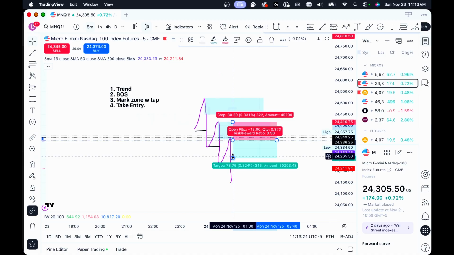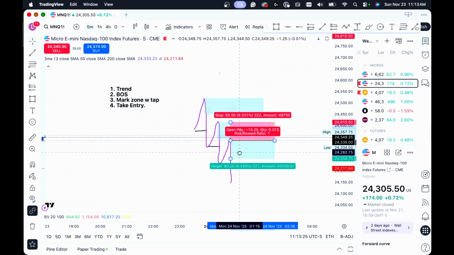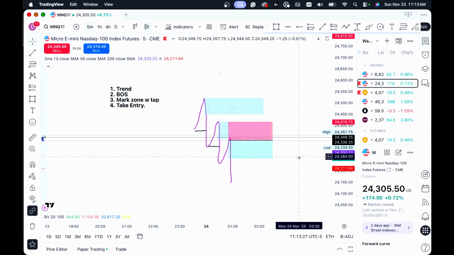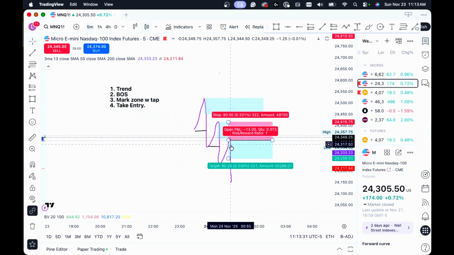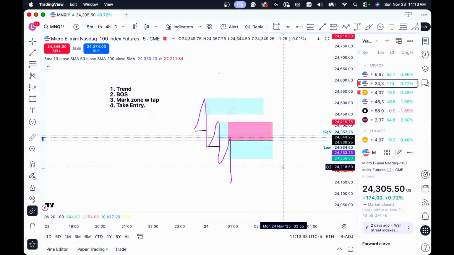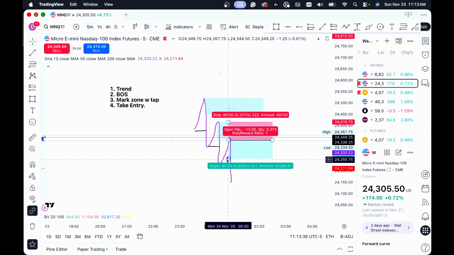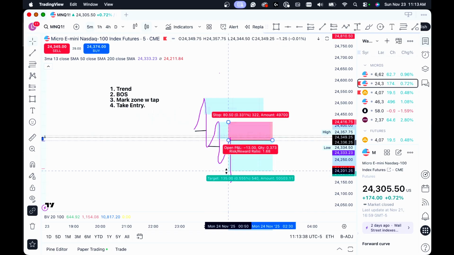And I go for the 1:1. I go for the 1:1. Move it right here, so you can see, perfect. Boom. There you go. Take entry. Bam. Clean shot. You want to go for 1 or 2? Fine. You go for your 1 or 2.